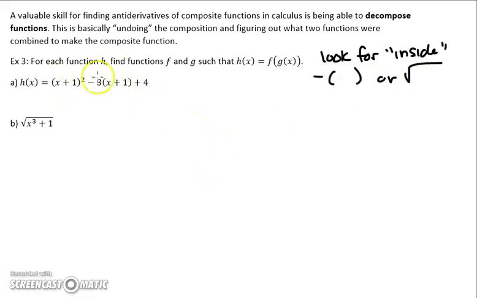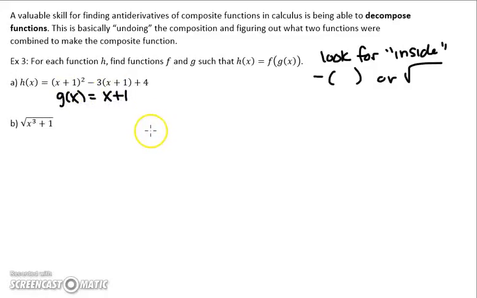So if we're looking at this first one, we can see x plus 1 is in parentheses. So that's going to be my inside function. That's what I'm putting into the other function. So if we look at what we called it here, g of x is the inside function. So we can say that g of x is x plus 1.